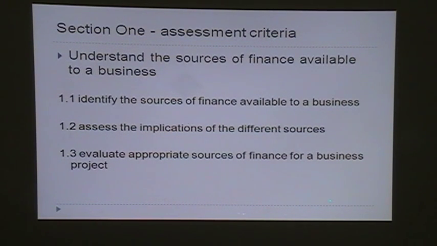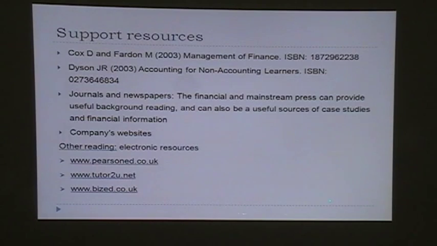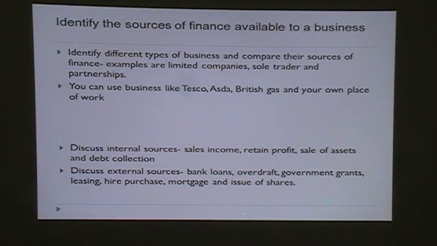To understand the sources of finance available to a business. Under Section 1, you are required to attempt the three main assessment criteria: 1.1, 1.2, and 1.3. Our next plan for this podcast would be to look at the issues one after the other. For example, in attempting assessment criteria 1.1, you are required to identify different sources of business finance.